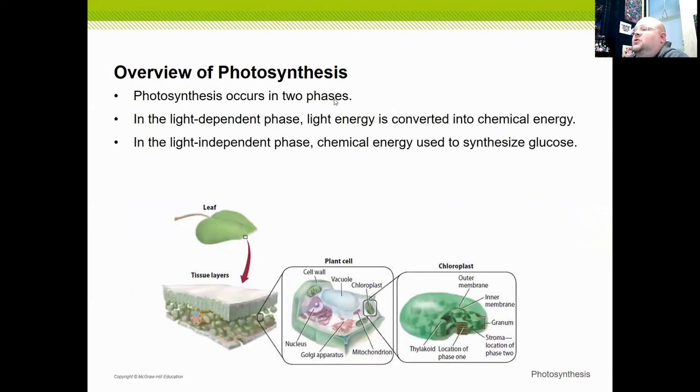It occurs in 2 phases. We have the light-dependent phase and the light-independent phase. In the light-dependent phase, it needs light. Light-independent phase, it does not need light. In the light-dependent phase, light energy is converted into chemical energy, and in the light-independent phase, chemical energy is used to make glucose, basically.